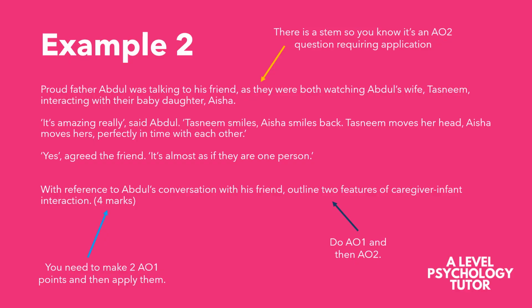Yes, agreed the friend. It's almost as if they're one person. So again, there's a stem, so I know it's an application question. And it says, with reference to Abdul's conversation with his friend, outline 2 features of caregiver-infant interaction. So here you'd be needing to think about what are your 2 AO1 key terms that you need to define, and then you'd need to be thinking where do these show up in the stem. So I'd encourage you just to pause the video and have a think.